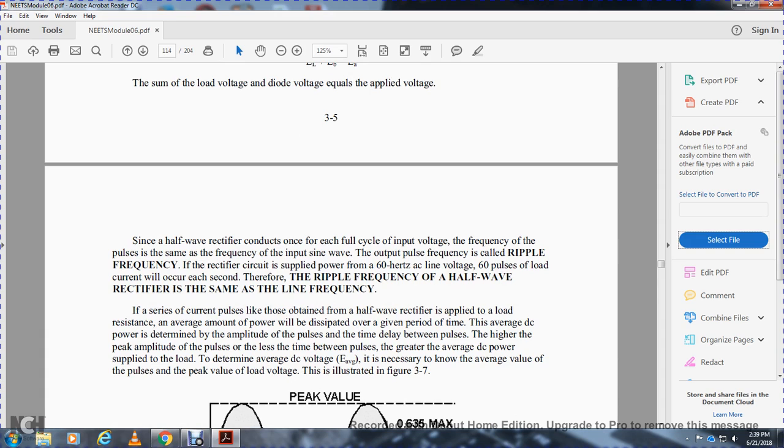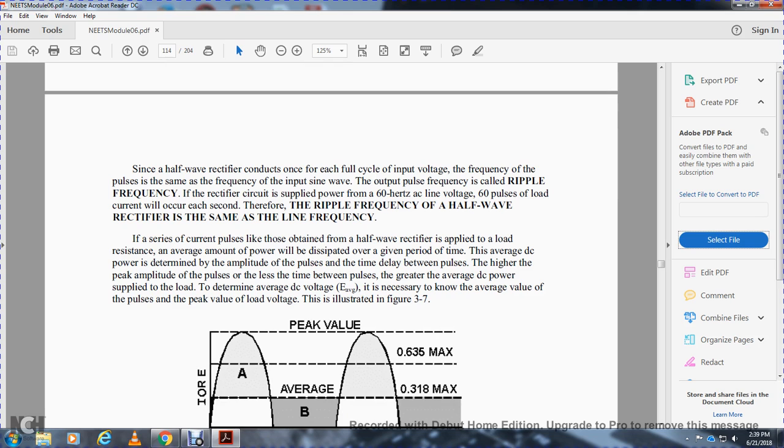Since the half-wave rectifier conducts one half of each cycle of the input voltage, the output has the same frequency as the input sine wave. The ripple frequency of the rectifier circuit supplied with 60 Hz AC line voltage is 60 pulses per second. Therefore, the ripple frequency of the half-wave rectifier is the same as the line frequency. With pulses like those obtained from the half-wave rectifier applied to a load resistor, the average amount of power dissipated is over a given period of time.